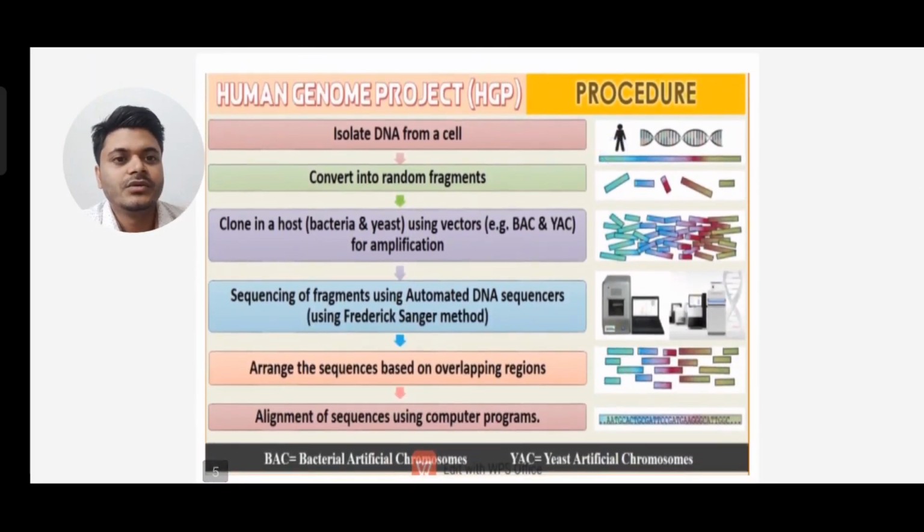Now what is the procedure of the Human Genome Project? First is to isolate DNA from a cell, then convert it into random fragments. Next, we have to clone it in a host bacteria or yeast using vectors like BAC and YAC for amplification. BAC means bacterial artificial chromosome, and YAC means yeast artificial chromosome.